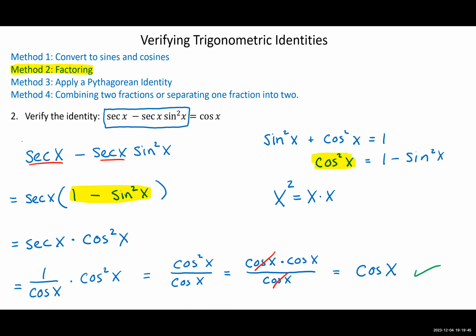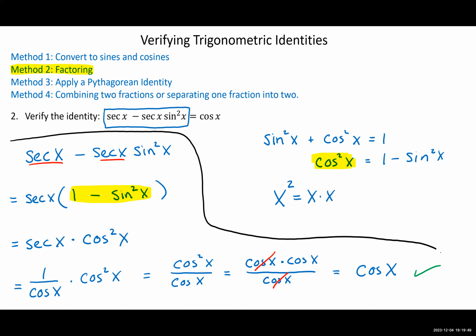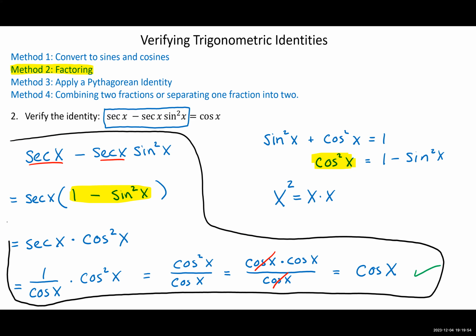All right, so this whole process is your answer, right? Everything here is what you're looking for: this step-by-step connection that links one side of the equation with the other side. So the answer is not cosine of x. We don't circle this and say, okay, there's the answer. The answer is everything, all of it. How we get from start to finish is the proof.